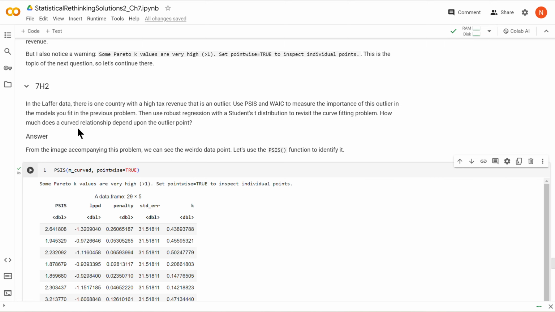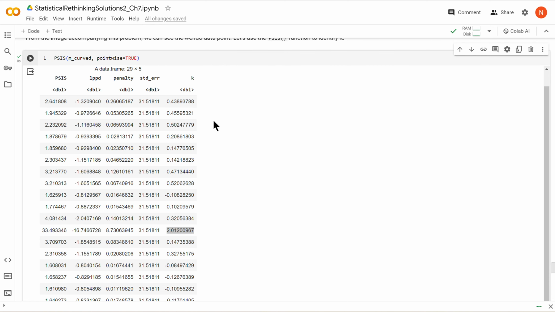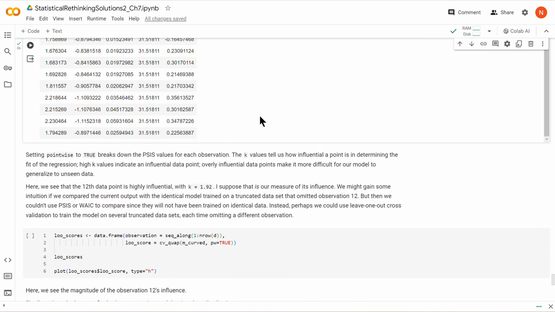I'm not really sure what is meant in the question by how much the curved relationship depends on the outlier point. In my mind, the extent to which the curved relationship found by the model depends on this 12th data point is represented in some way by these values here, by the PSIS breakdown of the 12th observation. But I don't really have an intuition for what these values mean in terms of answering that question, other than that it happens to be a very influential point.